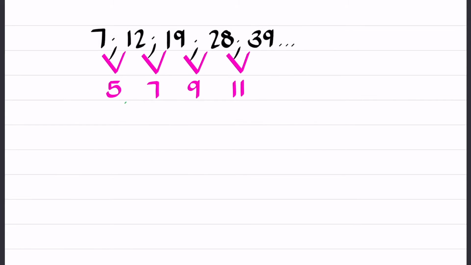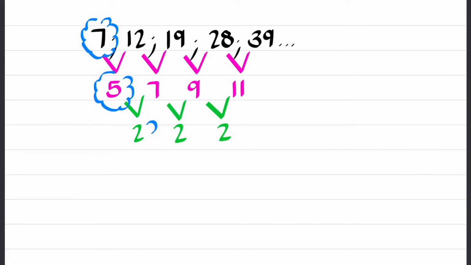So what we're going to do now is look for our second difference. So our second difference, we work the same way. We do term 2 minus term 1. So 7 minus 5 is 2. 9 minus 7 is 2. And 11 minus 9 is also 2. So now what we're going to do is circle our first term in each of our rows. So we circle the 7, the 5, and the 2.